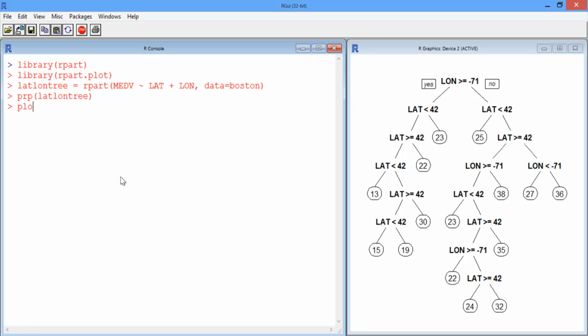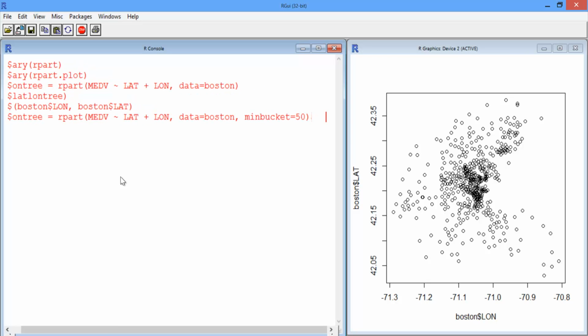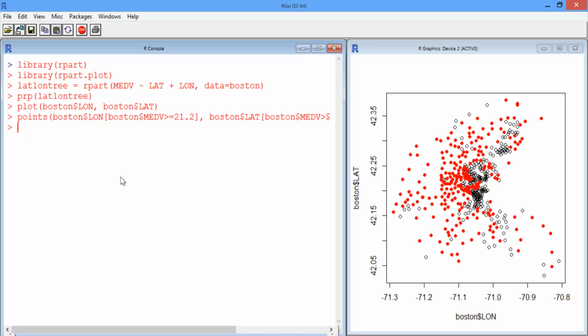So let's see what that means in practice. We'll plot again the latitude and longitude points, and we'll again plot the points with above median prices. I just scrolled up from my command history to do that. Now we want to predict what the tree thinks is above median, just like we did with a linear regression. So we'll say the fitted values we can get from using the predict command on the tree we just built. And we can do another points command just like we did before.